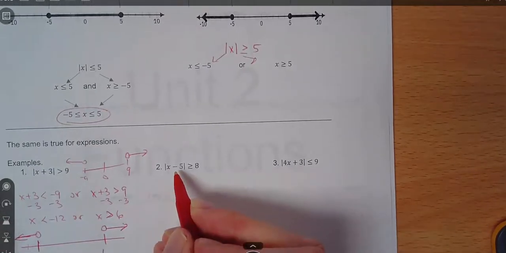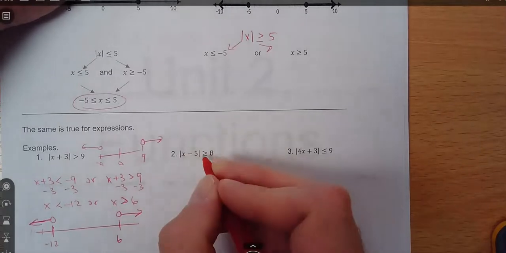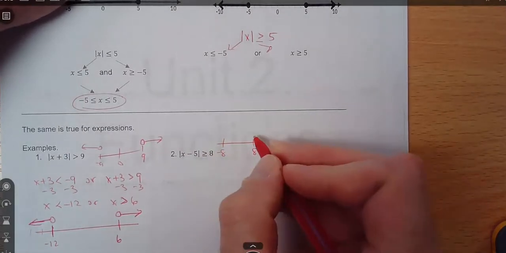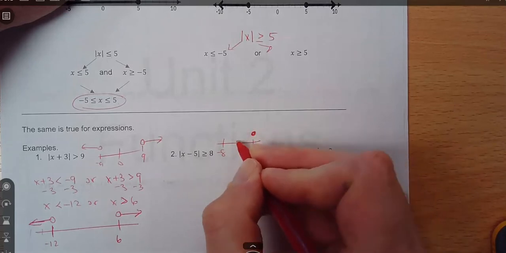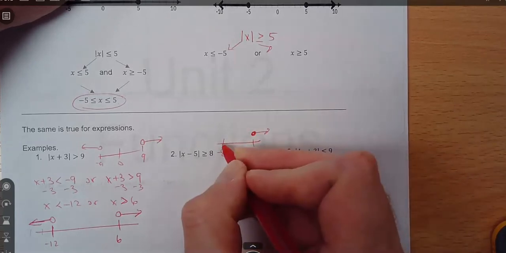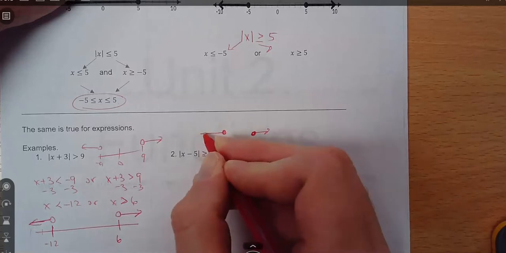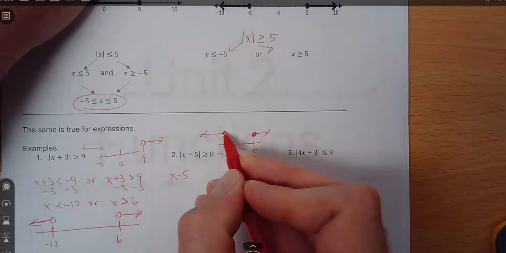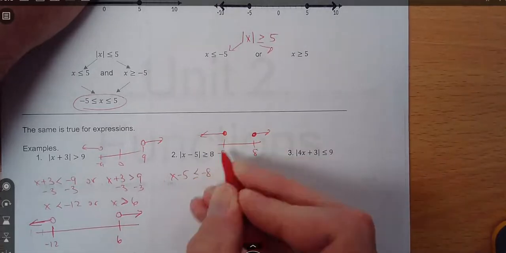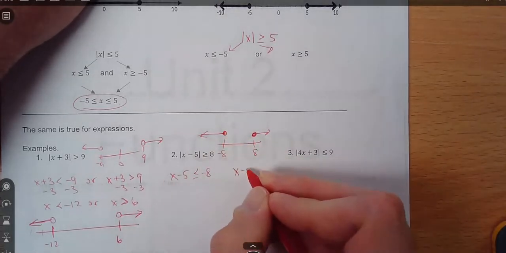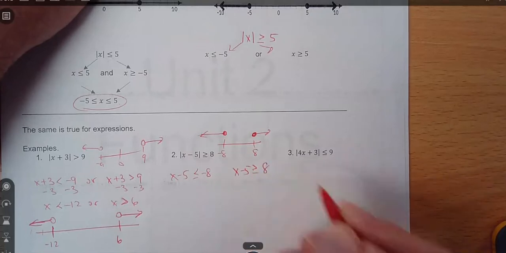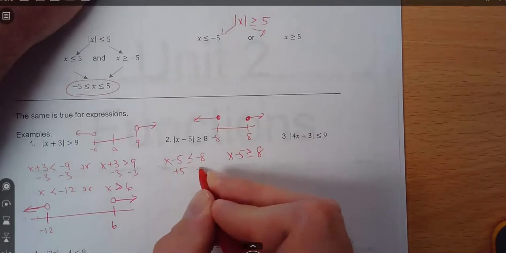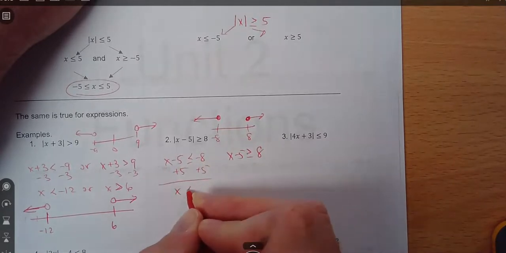This one's going to be the same way. I'll go a little bit faster here. If it's greater than or equal to 8, that means it's 8 units or more in this direction, and then 8 units or more in that direction. So it's being pushed out. So x minus 5 is less than or equal to -8 because it's to the left, or x minus 5 is greater than or equal to +8. Okay? And then solve those, plus 5, plus 5.